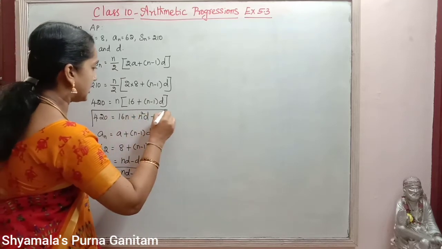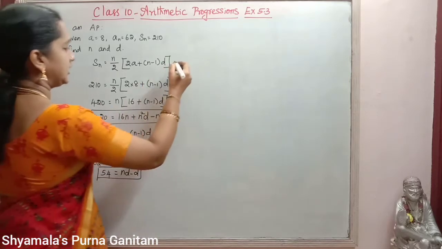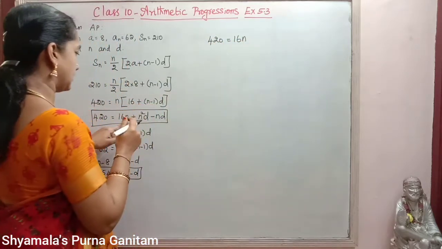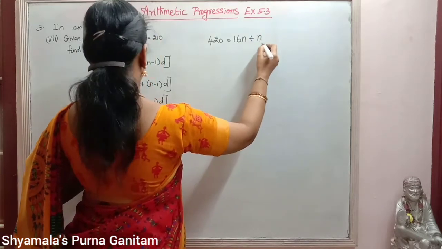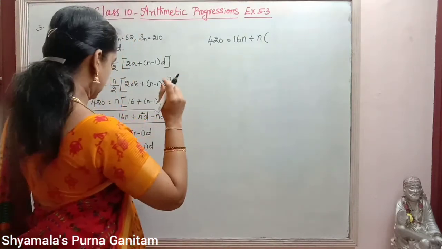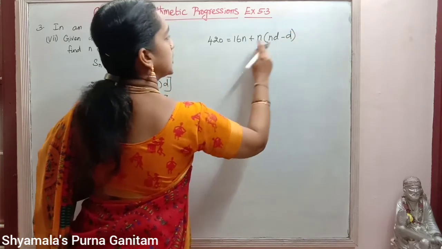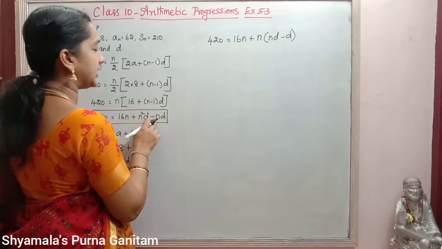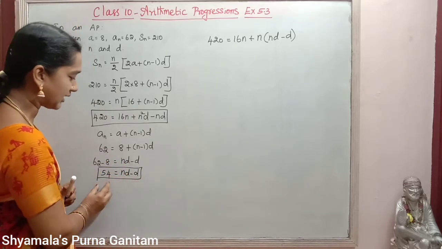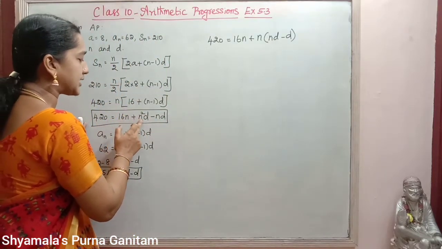So we will rewrite this equation in terms of nd minus d. Okay, so this 420 is equal to 16n plus n into nd minus d. So we take n out of both terms, and the balance is nd minus d. When we multiply, we get n squared d minus nd. So here we have the nd minus d value, and substituting it as 54 in this equation, I am rewriting 420 is equal to 16n plus n into nd minus d.